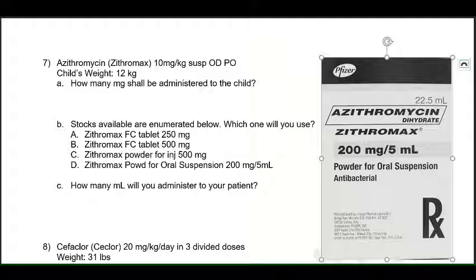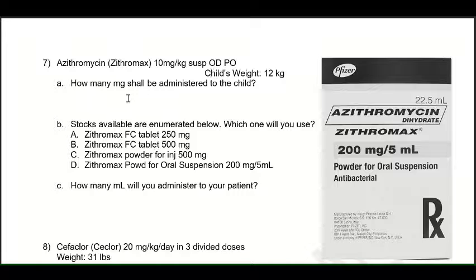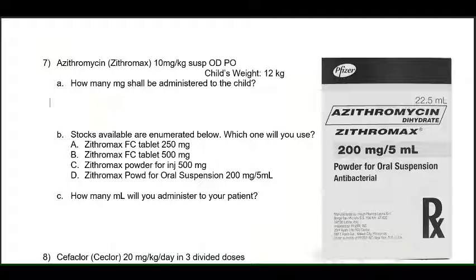Now, let's have more applications. It says here, azithromycin, Citromax, 10 milligram per kilogram suspension, ODPO. That means once a day per oral. Child's weight is 12 kilograms. How many milligrams shall be administered? We know that we need 10 milligram per kilogram. I would multiply that with 12 kilograms. That would give me 120 milligrams.